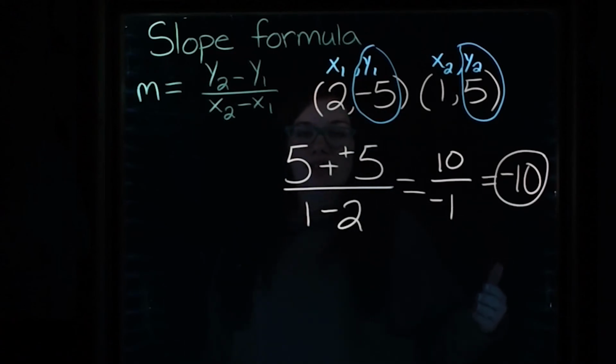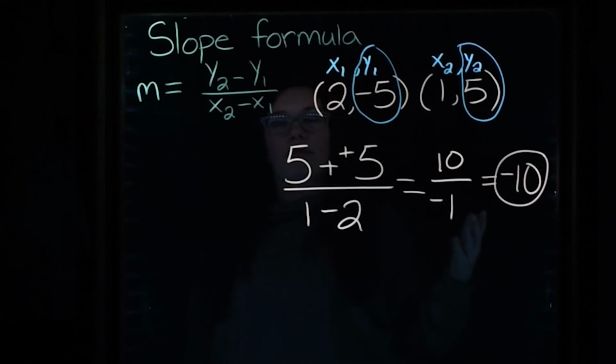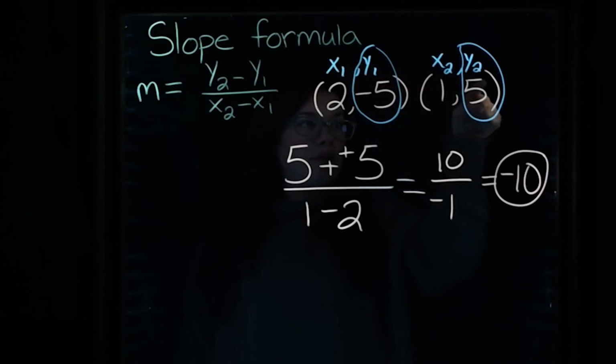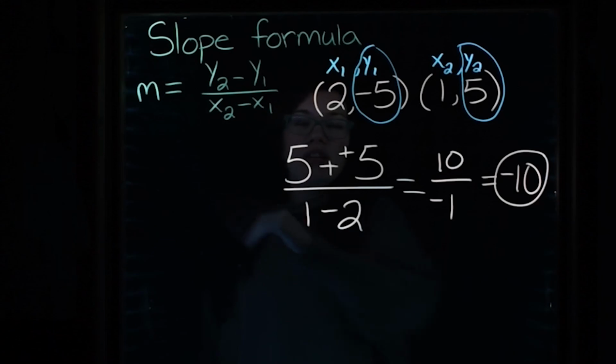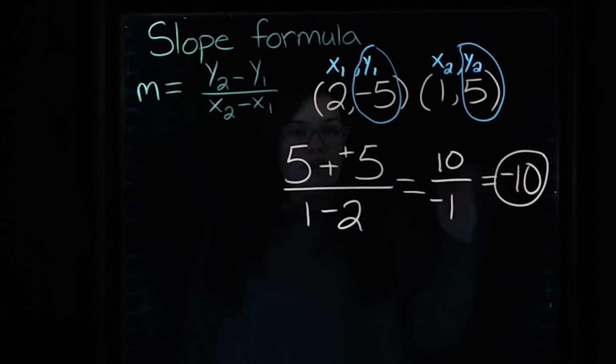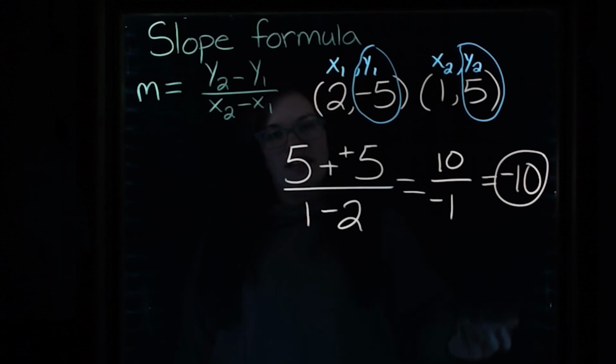The biggest thing you need to remember with using the slope formula is to label your points and to always reference back to the equation so that you know where to put the numbers so you get the correct answer. And that's how you use the slope formula.